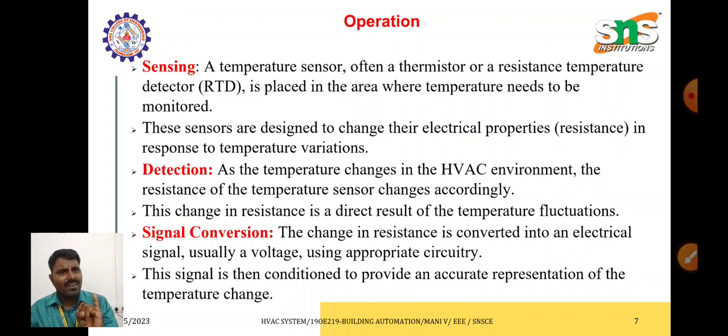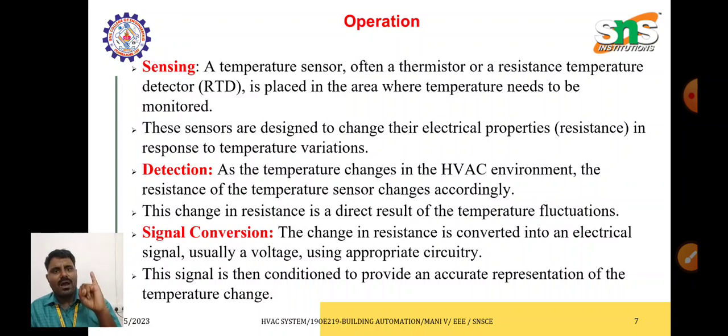Here we can use a thermistor and an RTD, that is, a resistance temperature detector. The temperature sensor is placed where we have to measure the temperature. The sensor is designed to change an electrical property like resistance according to the temperature variation. So we keep a temperature sensor where we have to measure the temperature, and it senses the variation. If the temperature varies, the physical property, the resistance of the temperature sensor, will vary.